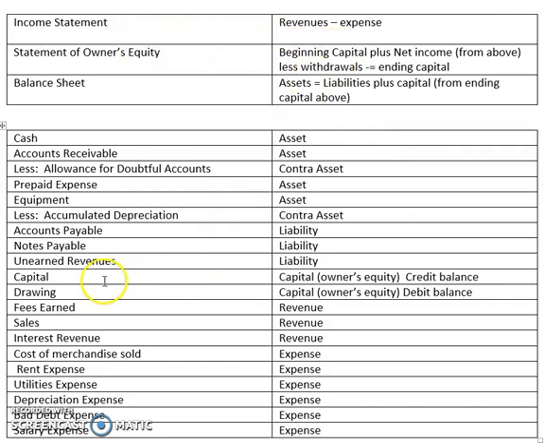Statement of owner's equity is beginning capital, which you'll find right here, plus net income, and I've made a note, it comes from up here, your revenues minus expenses, minus withdrawals, which is the capital account right here, equals ending capital. And then on the balance sheet is assets equal liabilities plus capital. So any of these assets and the contra assets go right here. Any of these liabilities go right here. And then when we say plus capital, we're talking about the ending capital that you calculated up here. That is when you started with the beginning capital plus net income minus withdrawals, you got to your ending capital. So that is all that there is to know about the first three financial statements.